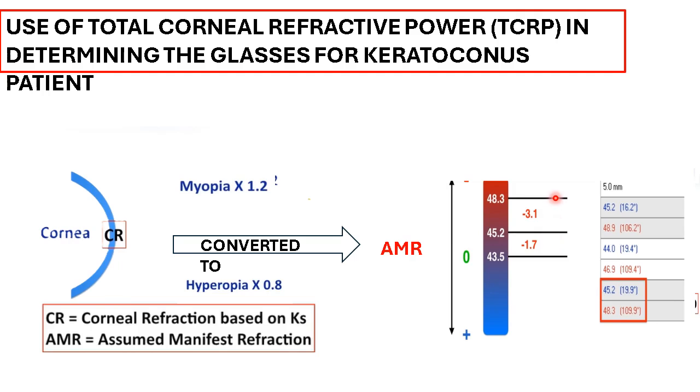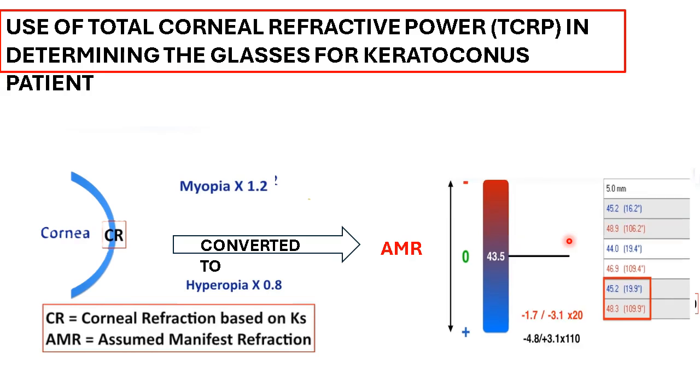And we determine the deviation of the second one, which should be around 4.8. But the difference between the two is 3.1. So as spherocylindrical lenses, we take the lesser power and use it as a sphere, and the difference between the two powers is the cylinder. So it will be like this.